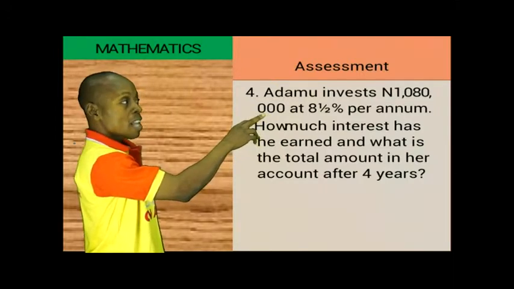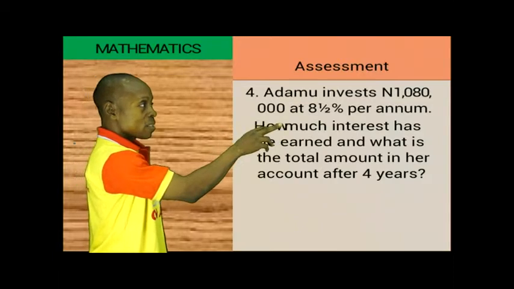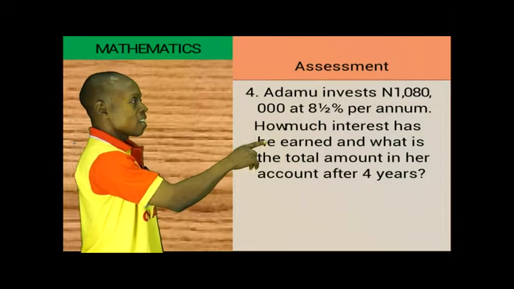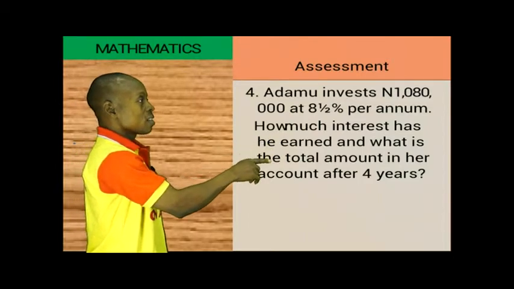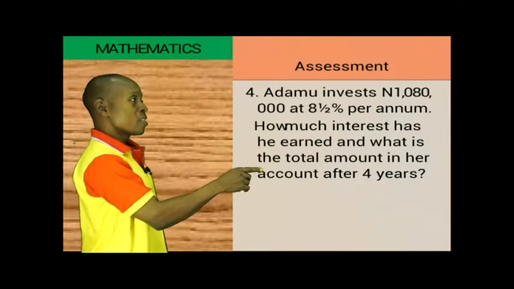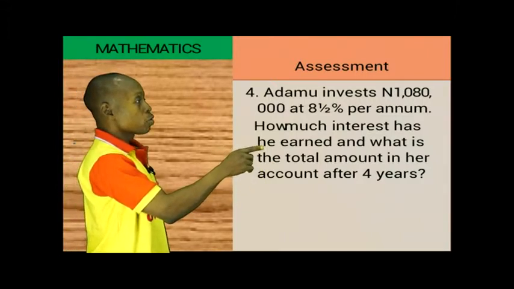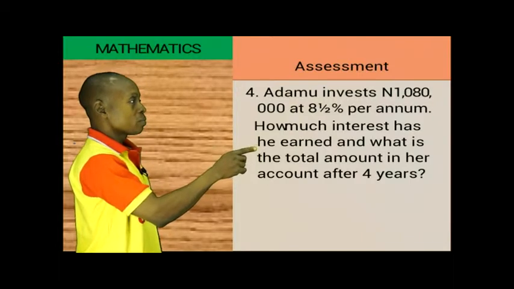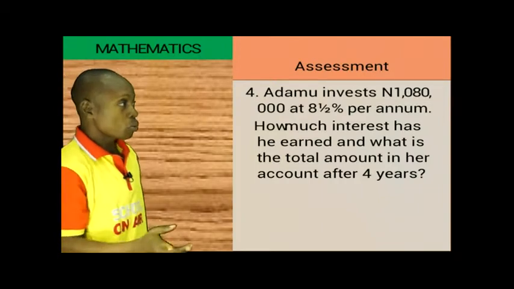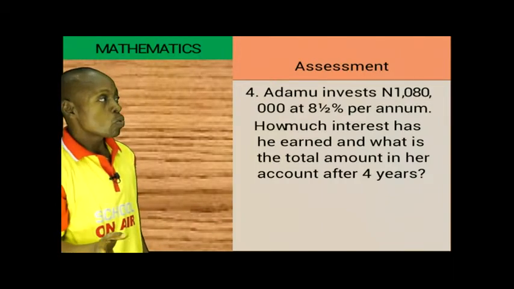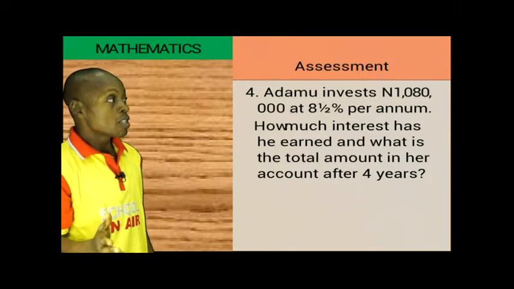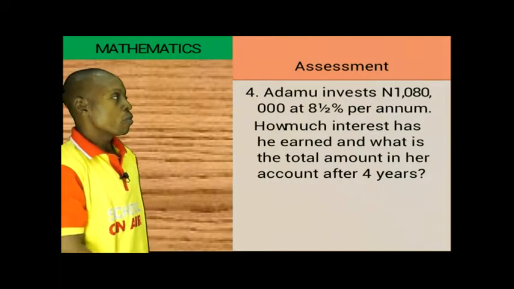1,080,000 naira at 8.5% per annum. How much interest has he earned, and what is the total amount in her account after 4 years? There are two questions in this, so you have to be very careful. The first one says how much interest has he earned. That's the amount of interest he has at the end of 4 years. That's the first part of the question. The second part of the question says what is the total amount in her account? What is going to be in his account at the end of 4 years?